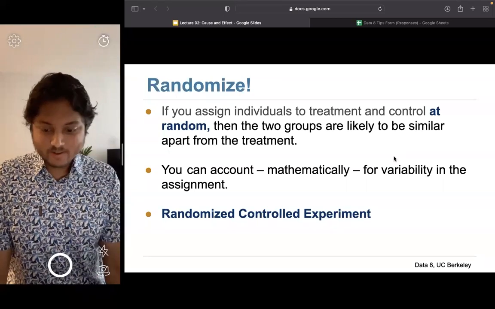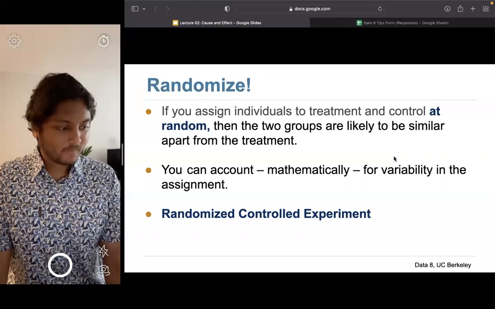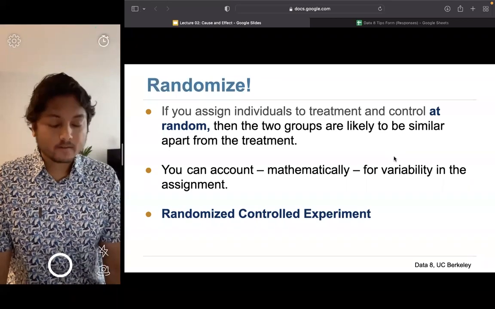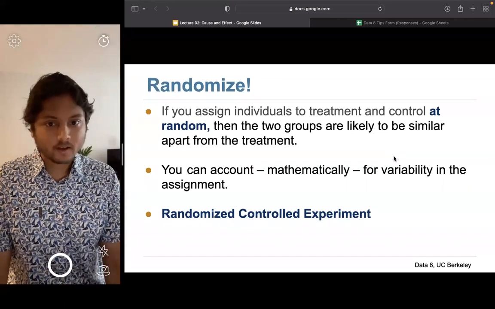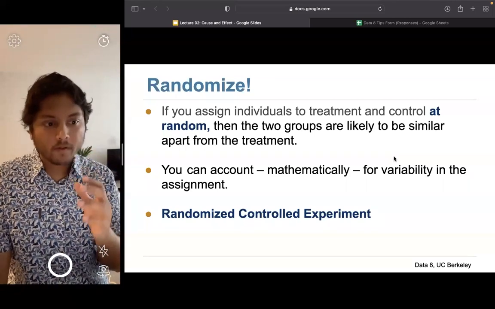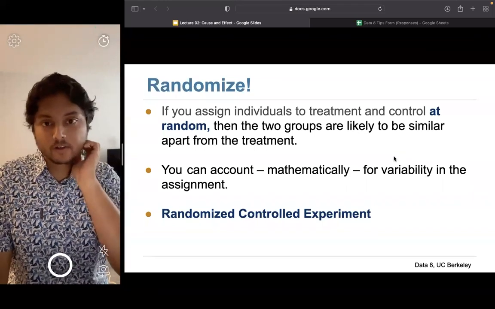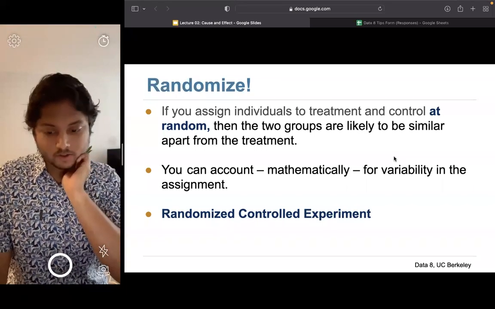Oh man, is there a way to calculate how random something is? There's some tests you can do, which again, way beyond the scope of this class. But if you take more statistics, you'll do some tests on whether a data set is potentially randomly generated or not. There's actually some tests you can do, but it's a tricky problem.